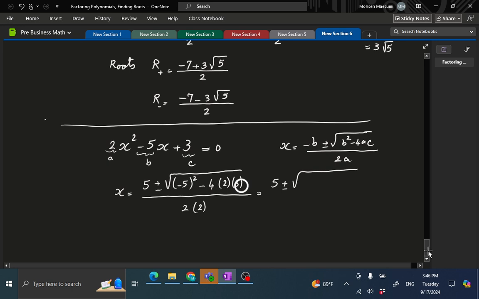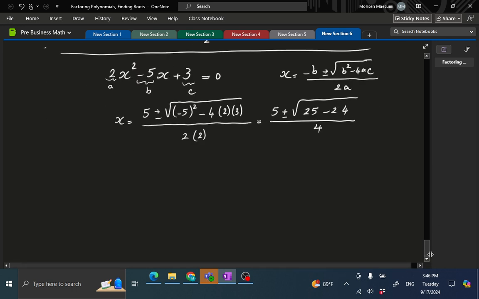This is 24. This is 25 minus 24. Then divided by 4. Here we got lucky that we got an easy number under the square root. Easy meaning the square root is a whole number. So I get 5 plus or minus the square root of 1, which is just 1, divided by 4.